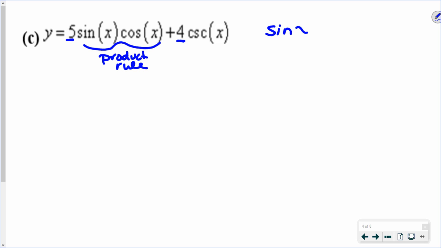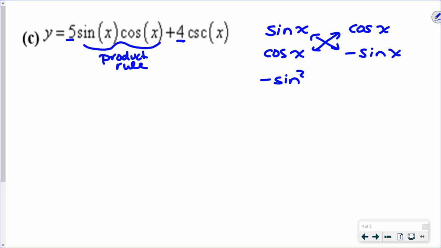So our two functions are sine of x and cosine of x. Find the derivative underneath. Derivative of sine is cosine. Derivative of cosine is negative sine. Cross multiply. So sine times negative sine is just negative sine squared. Plus cosine times cosine is cosine squared.